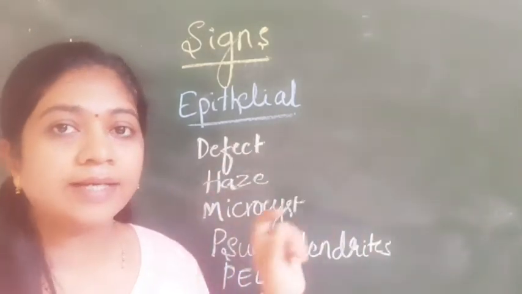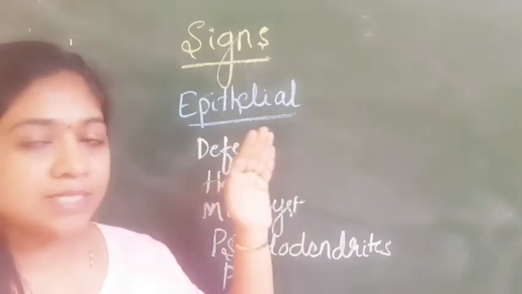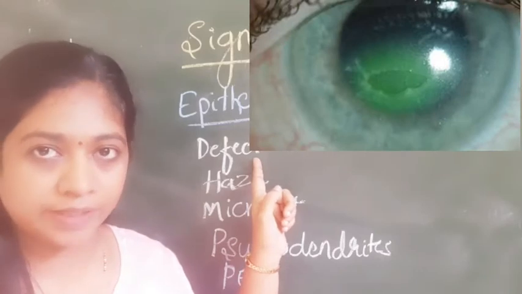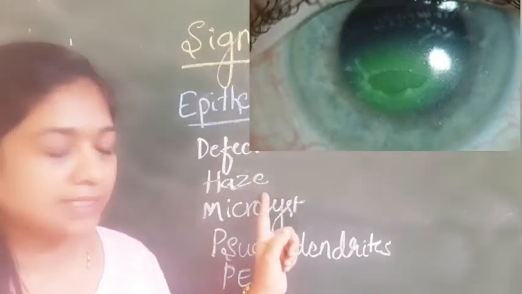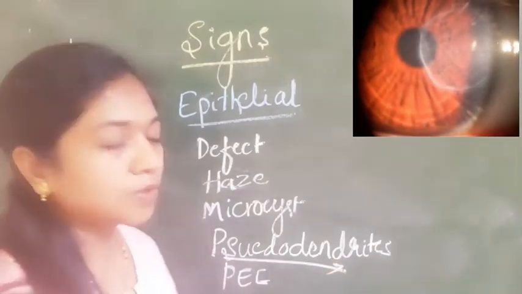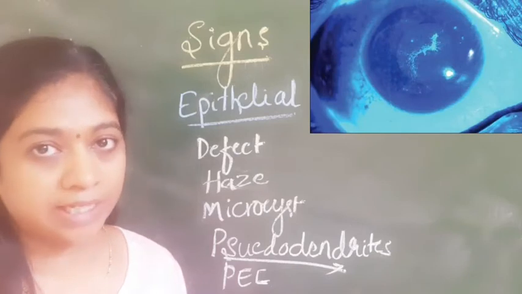So in the cornea, it can involve the epithelium, it can involve the stroma of the cornea. So when it is involving only the epithelium, the signs can be either there can be epithelial defect, there can be epithelial haziness and microcyst formation and pseudodendrite formation. So this is important sign because you have to differentiate this from the dendrites of the viral keratitis.